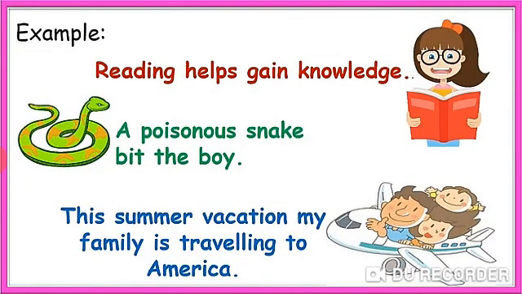Let's understand assertive or declarative sentences with the following examples. Reading helps gain knowledge. A poisonous snake bit the boy. This summer vacation, my family is traveling to America. All these sentences are telling us something or informing us something, they're declaring something. So therefore, all these sentences are assertive or declarative sentences, and they all end with a full stop.